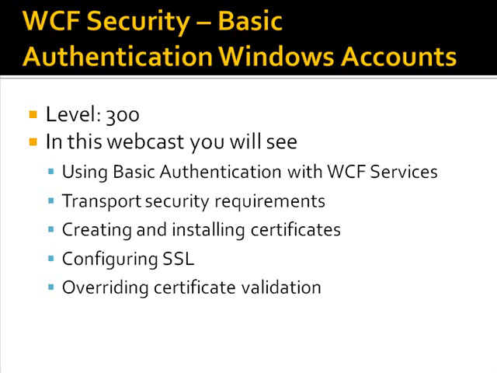What we're going to be looking at is configuring basic authentication with Windows Communication Foundation services hosted in Internet Information Server 7. We're going to look at the transport security requirements using SSL, and we're going to be configuring and installing certificates as well as configuring SSL on Windows Internet Information Services 7. We're going to look at overriding the certificate validation. You may need to do that in some scenarios.